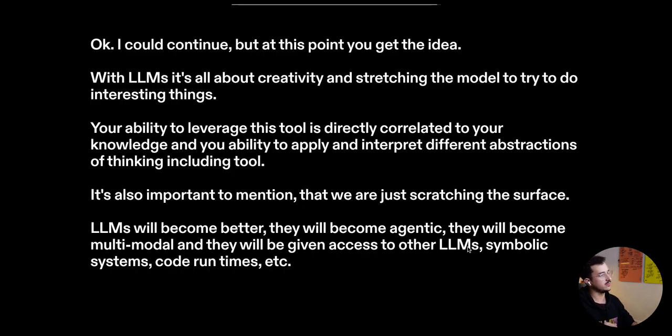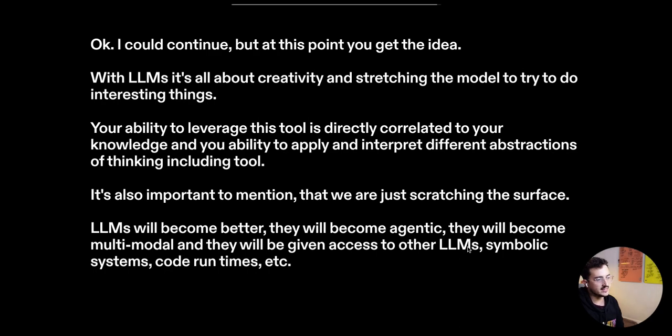All right, I could continue, but at this point, I think you get the idea. Large language models are a big deal, are really a big deal. But they only work if you are creative. They only work if you stretch the model and try to do interesting things. It only works if you develop this ability to leverage the tool and understand that your knowledge directly correlates with the ability of the model to give you proper answers.